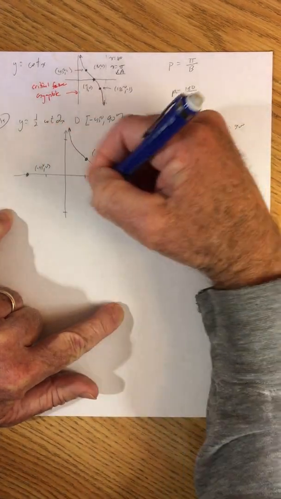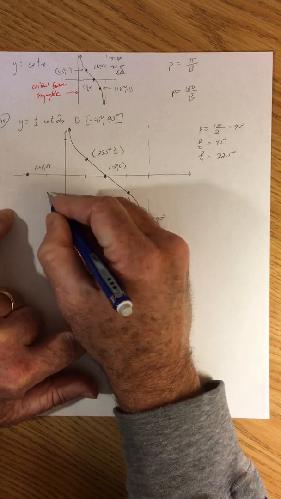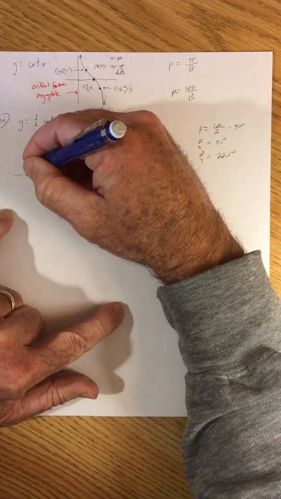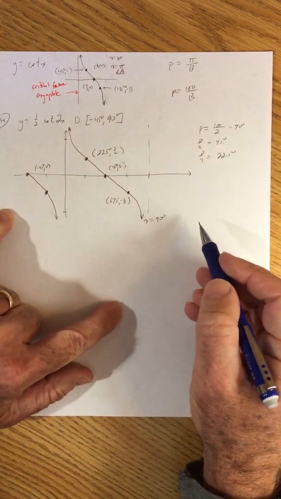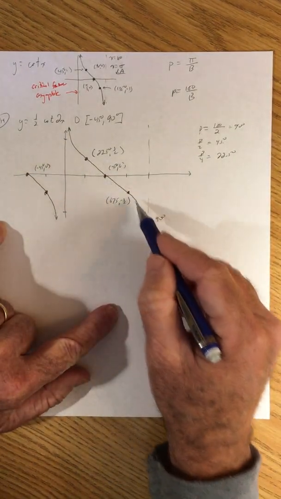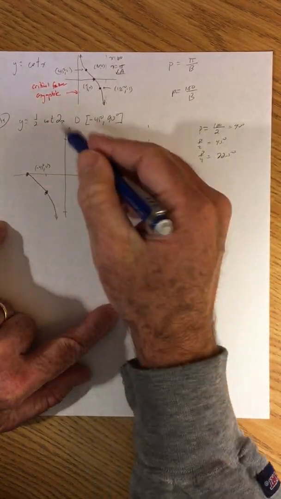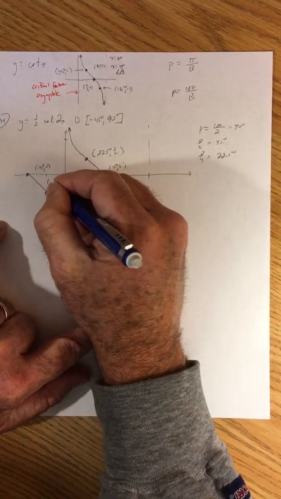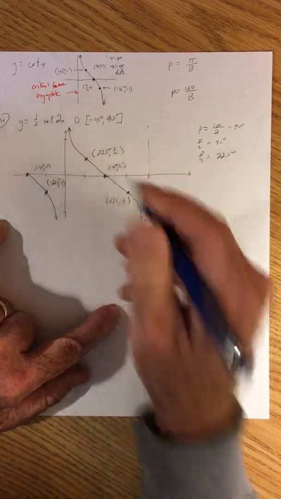All right, and over on this one, we're going to have a point here, and the graph is going to go through there like that, because it's going to mimic what happens on this half cycle over here on the left side of the asymptote. All right, so that point is negative 22.5, negative 1.